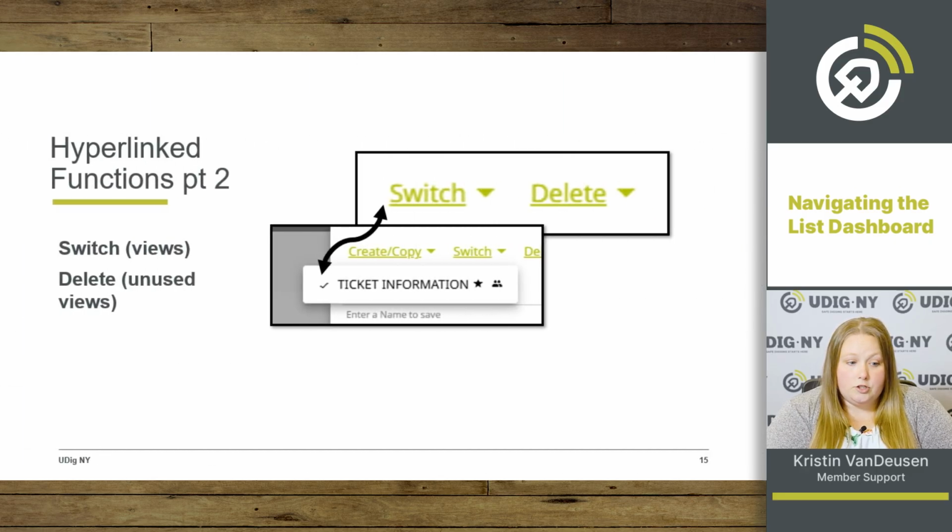The next two functions on the column chooser window are switch and delete. These options will not be used often. Switch allows you to switch from one view to another saved view, and you can make additional changes to the switched view. If you have more than one saved view, the switch drop-down window will list all available views to switch between. Delete allows you to delete unused views.